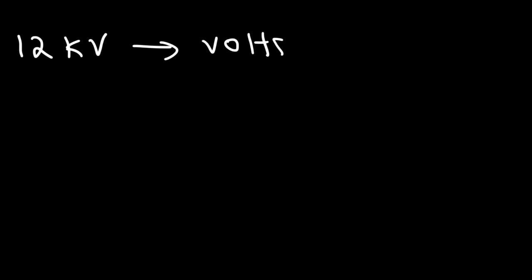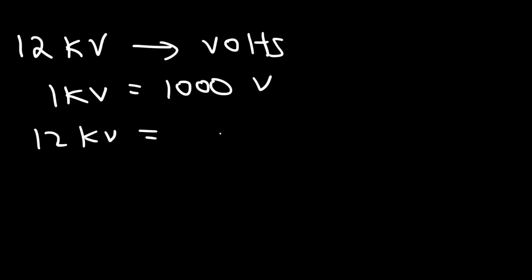Now here's another example. Let's say we have 12 kilovolts. How can we convert that to volts? How many volts is 12 kilovolts? Now intuitively, we know that 1 kilovolt is 1,000 volts. So 12 kilovolts has to be 12 times 1,000. It's 12,000 volts. And so anytime you want to go from kilovolts to volts, multiply by 1,000.